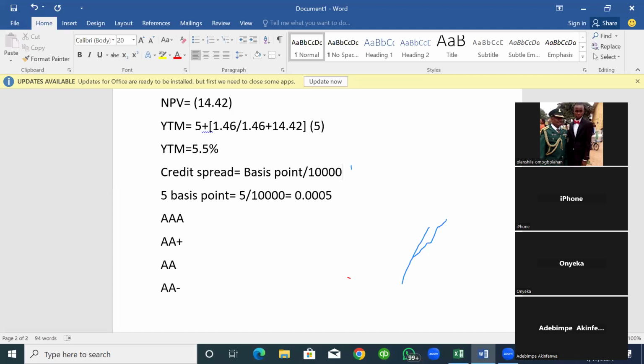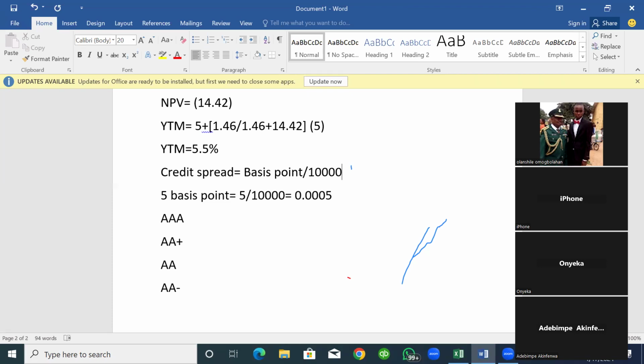You want to ask that question? Is this basis point already? Is it clear? Leave the first formula. Yes, this is the new formula. Cancel that one. Yes, I've done that. Use basis point over 10,000. Is that clear? Yes, sir.